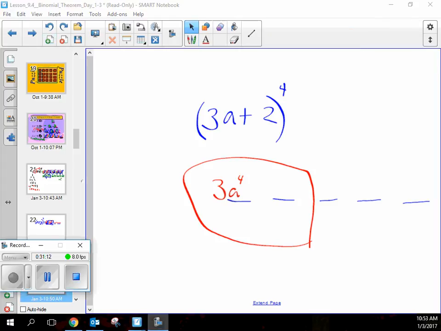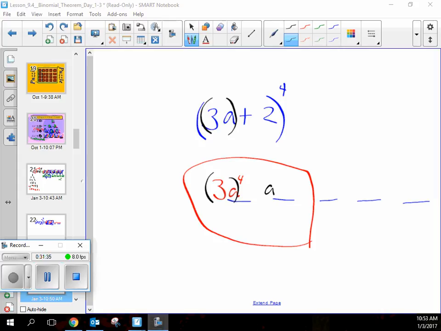Okay, so here we go. You should have started with (3a) to the fourth. Do you get why? Because this whole thing needs to be put to the fourth, not just the a, the 3 also. All right, and then I'd go on and say (3a) to the third, and then (3a) to the second down here, and so on. But all I have to do is the first 2 terms.